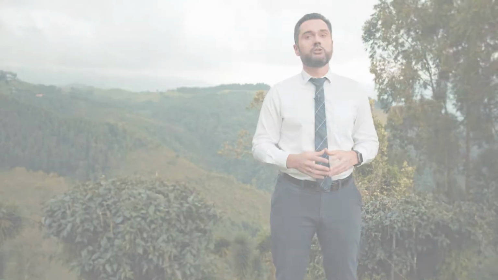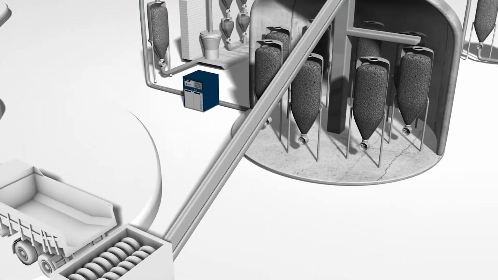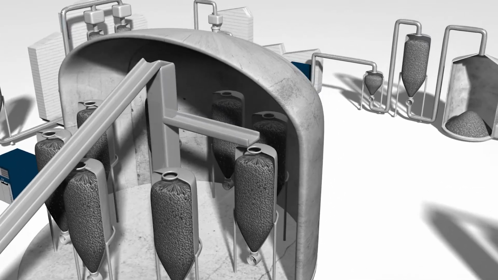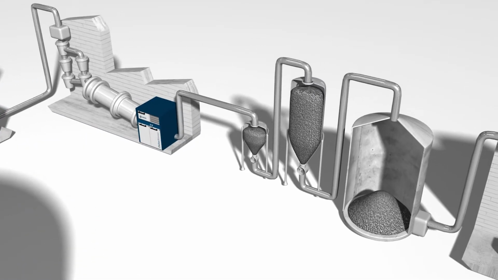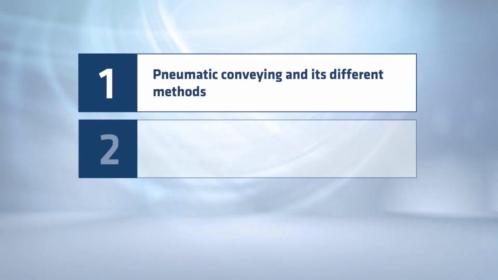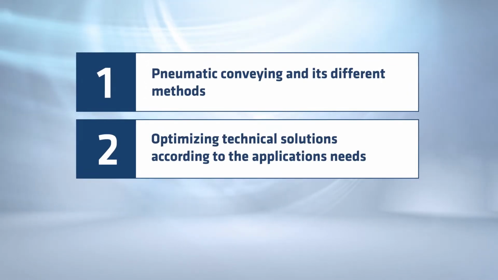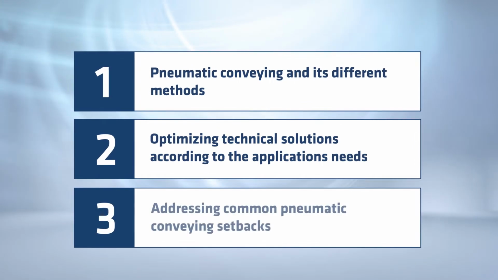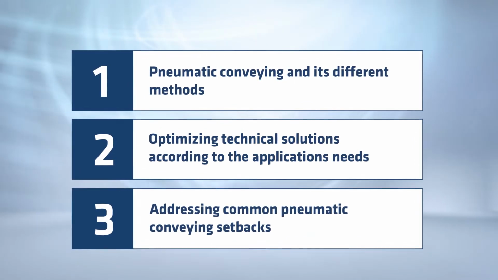In this webinar, we will be clarifying key concepts regarding the importance of applying the right pneumatic conveying knowledge into the blower or compressor selection to guarantee a swift and smooth material conveyance along the production process in many different food segments. In this webinar, we will be reviewing three main sections. First, pneumatic conveying and its different methods. Second, optimizing technical solutions according to the application needs. And third, addressing common pneumatic conveying setbacks.